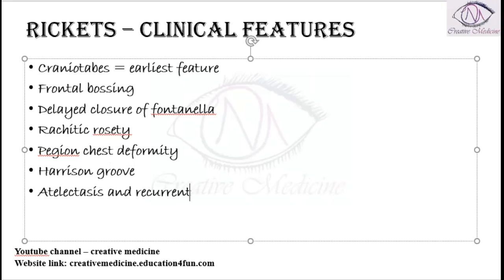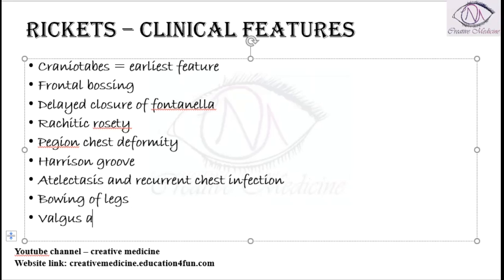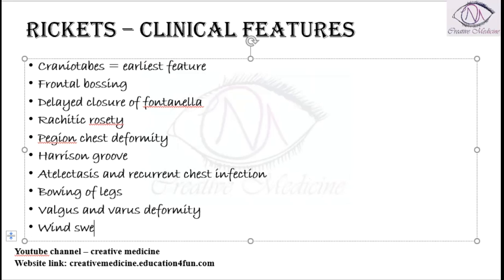There can be widening of the wrists or bowing of legs can be seen, especially in the soft bones. There can be valgus or varus deformity. Windswept deformity is seen where one leg is in varus whereas the other leg is in valgus.